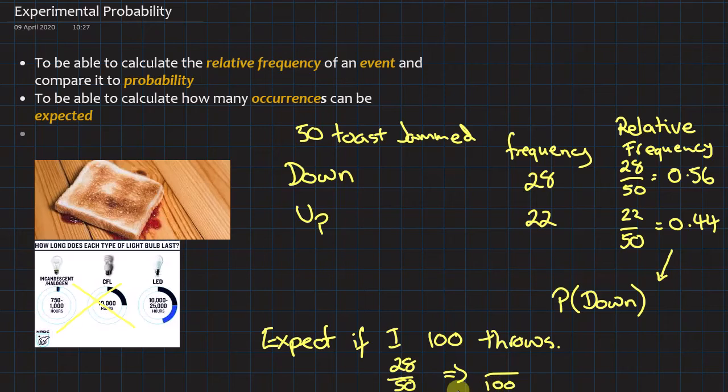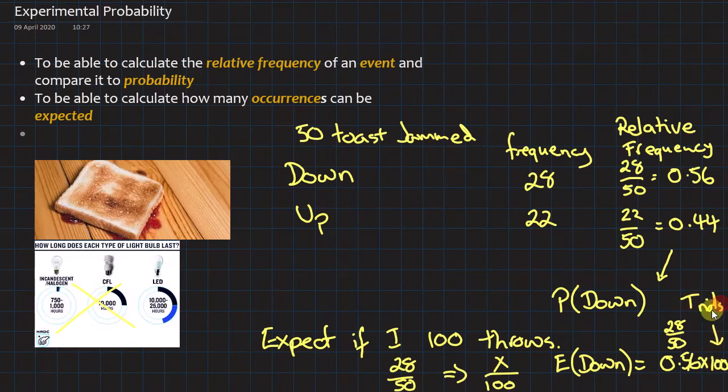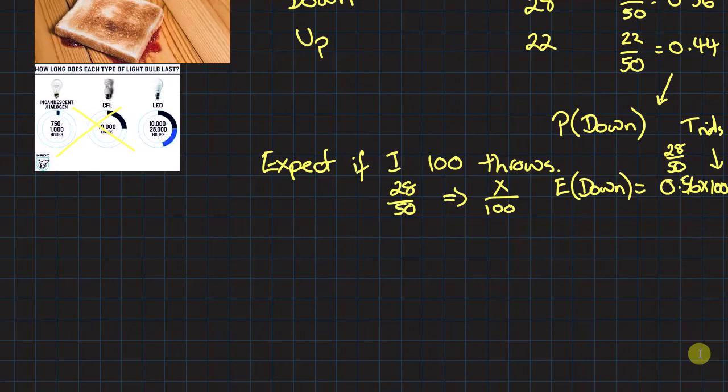I am going to take the 28, divide by 50, and multiply by 100 to give me my number of values. And this can be written as: the expectation of down is your probability, that's the 28 over 50, multiplied by the number of trials. Calculate that value, and it comes out as 56.